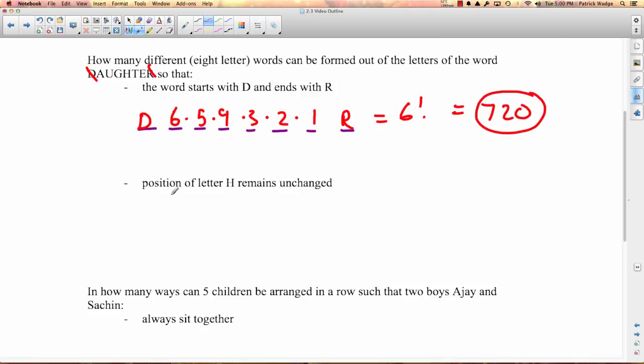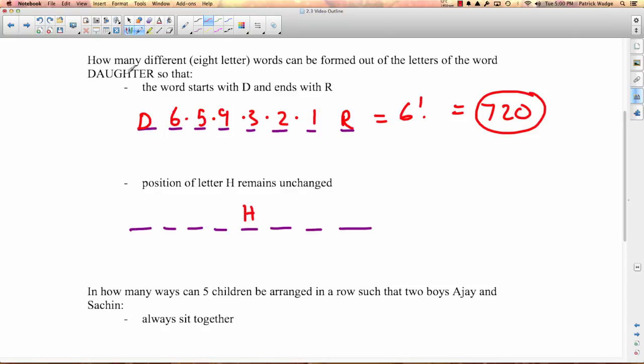What if the position of letter H remains unchanged? Okay, so it's an 8-letter word: 1, 2, 3, 4, 5, 6, 7, 8. And in "daughter," the letter H is the 1, 2, 3, 4, fifth letter over. So this has to be an H. But everything else can mix up as much as you want, put it wherever you need it to be.